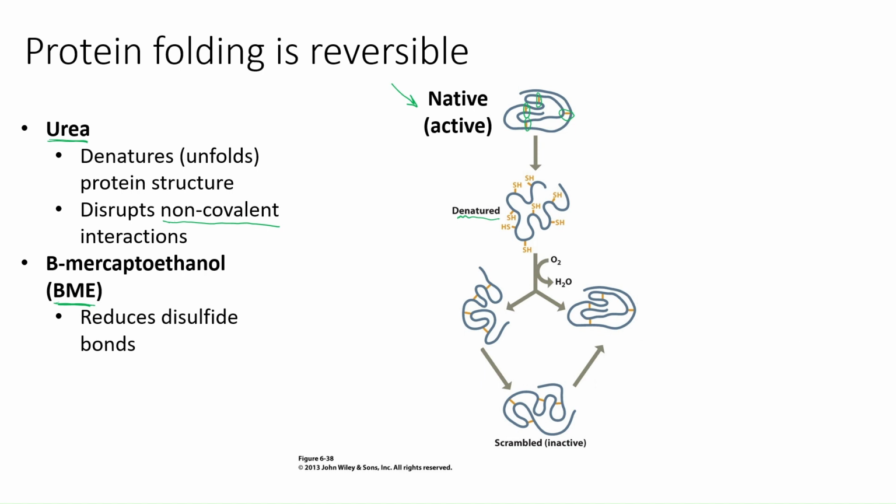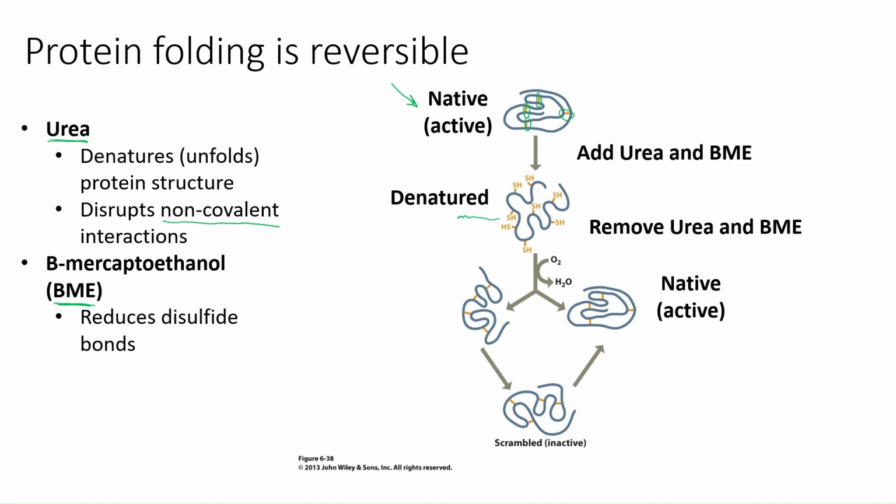And so if you want to refold that protein, then you can just remove the urea and the BME. And if you do that, you'll follow along this side of the path, you'll return to this native or active conformation for this protein. If you remove the urea and the BME at the same time, it will want to find its minimum energy and most orderly state, and it will refold.